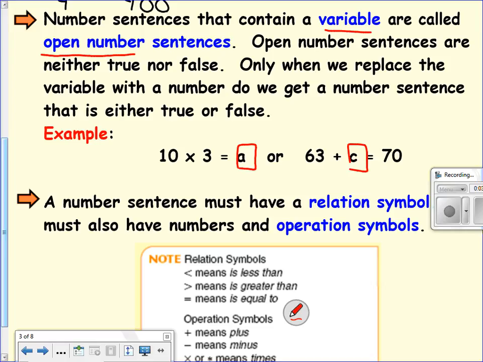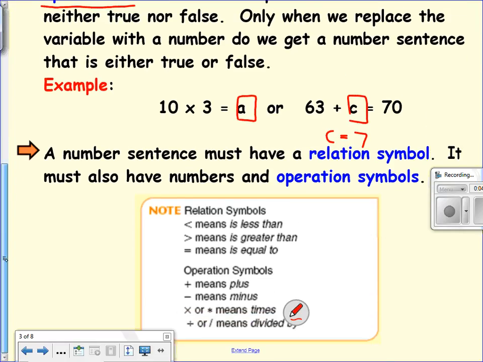63 plus C equals 7. Well, we know C would equal, or my bad, equals 70. We know C would equal 7. I'm sorry, I jumped ahead there. A number sentence must have a relation symbol. This is very important.